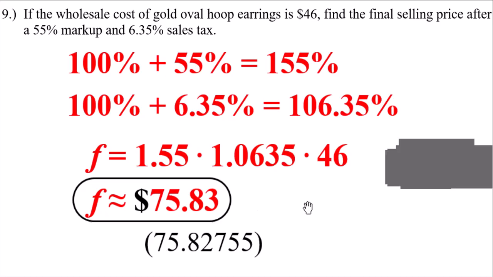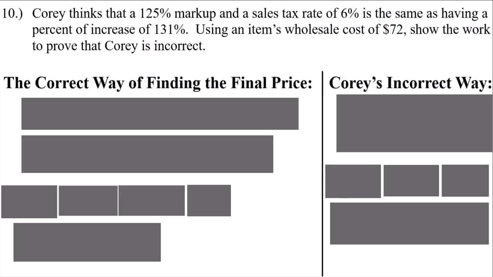And if the mistake you made on number 9 makes you now realize you might have messed up on number 10, then please feel free to hit pause and fix your number 10. Number 10 is unique because you kind of have to do this the correct way, and then you have to do the way that Corey in this problem thought would also work, which we're going to find out it doesn't.